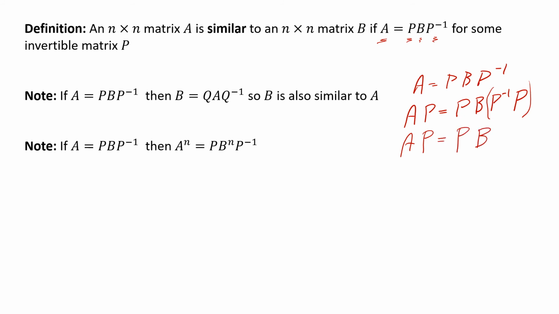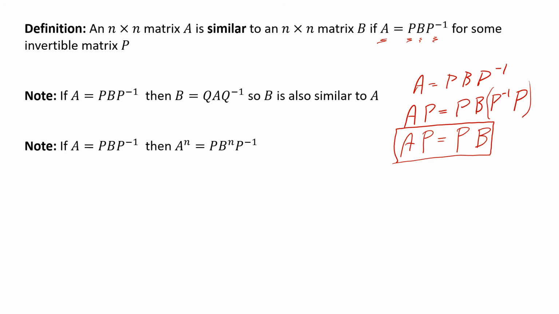Note that this is another concept of similarity. And remember how we talked about how it matters what order you put matrices in? A times P equals P times B. That is another definition of matrices being similar. You see that they are equivalent. It's just a different way of writing the same equation.